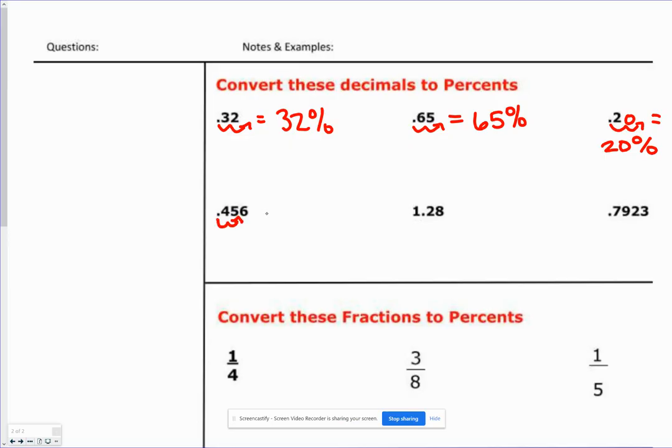1, 2. We have a decimal in this one, which is okay. 45.6%. 1, 2 to the right, and this one is bigger than 100% because it started with a 1. It is 128%. And 1, 2 to the right, 79.23%.